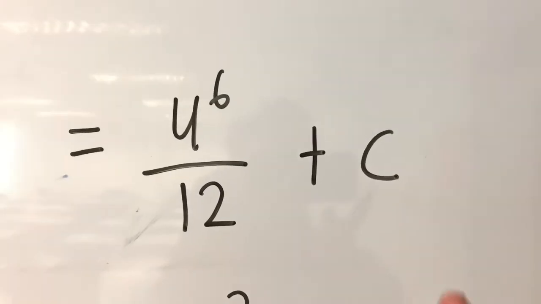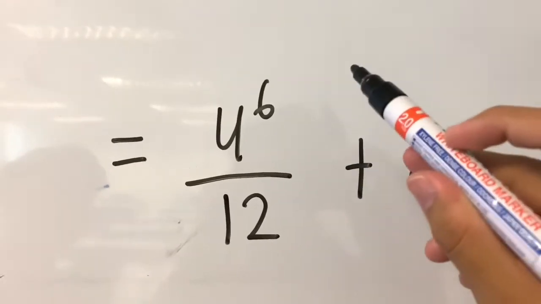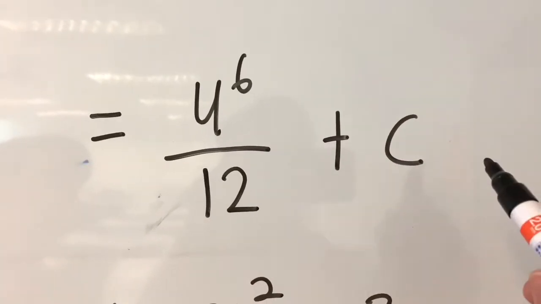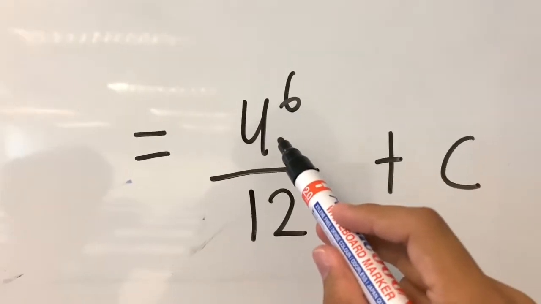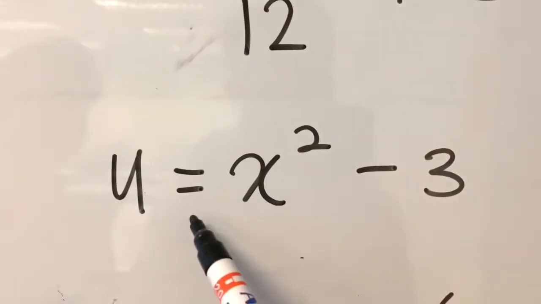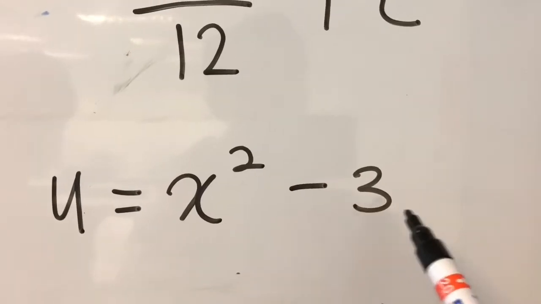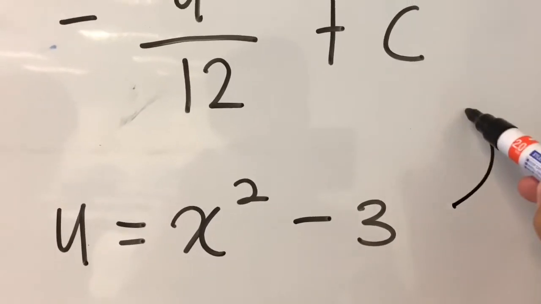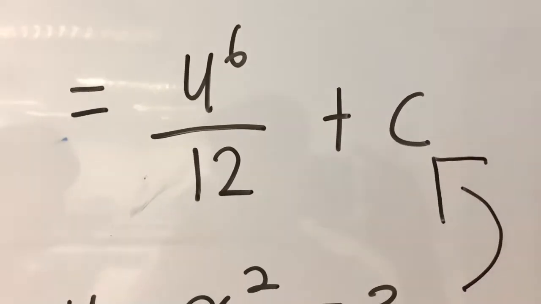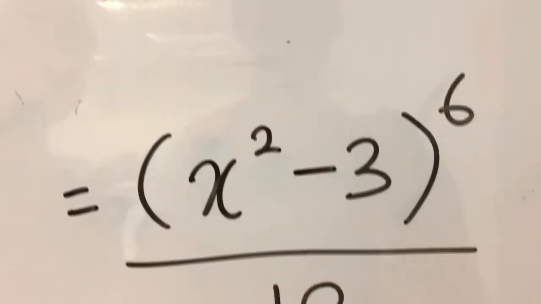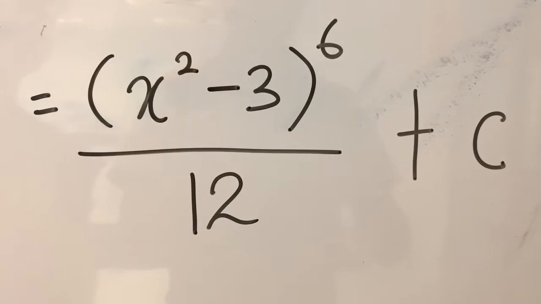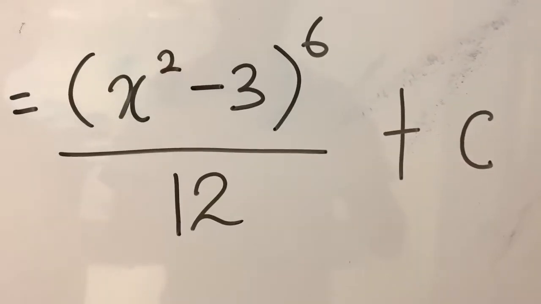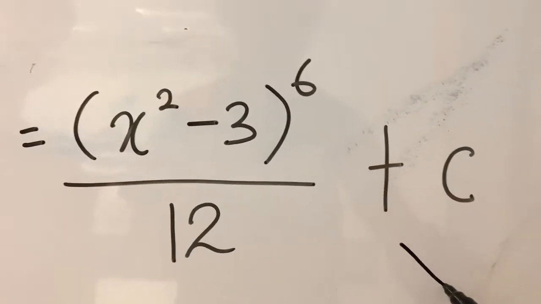plus c. After we get u to the power of 6 over 12 plus c, we substitute back the value of u into the equation, which is u equals x squared minus 3. So we get x squared minus 3, to the power of 6, over 12 plus c. This will be the final answer.